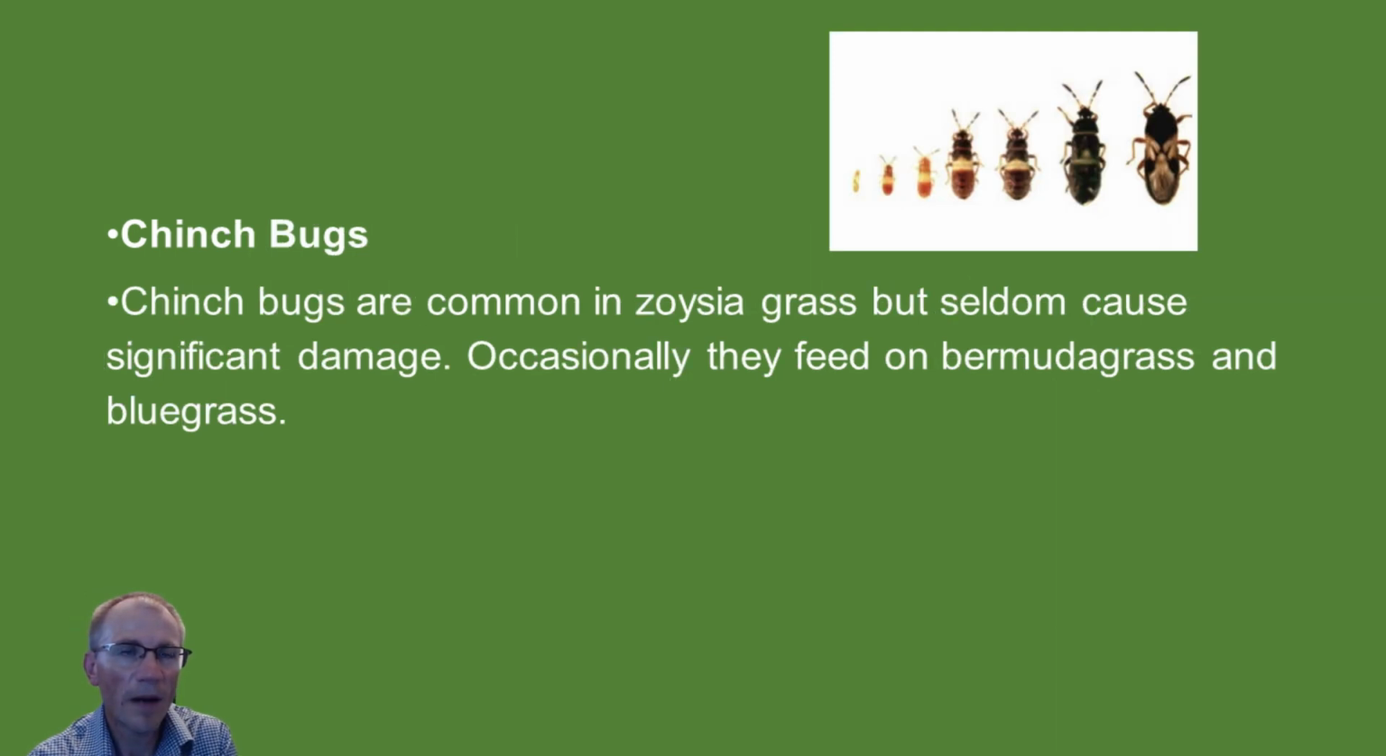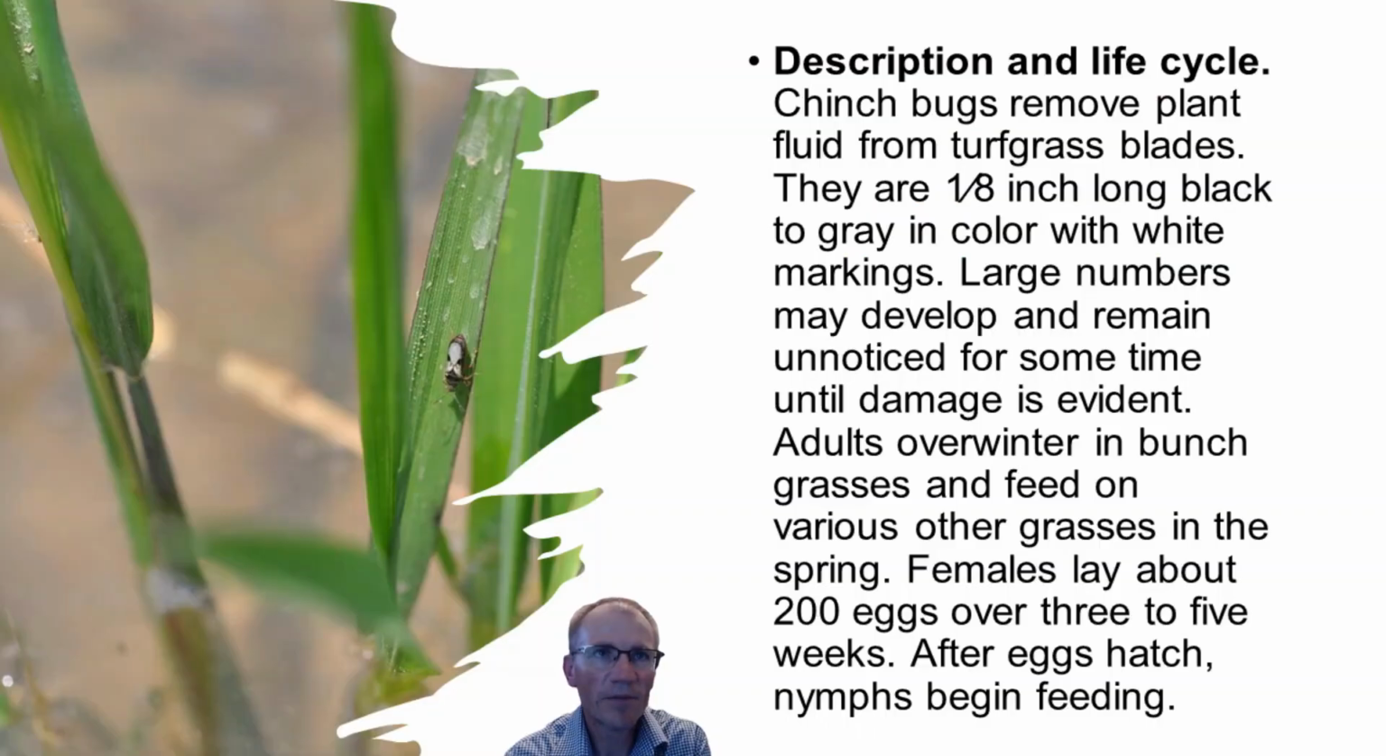Chinch bugs are common in zoysia grass but seldom cause significant damage. Occasionally they feed on Bermuda grass and bluegrass. Description and life cycle. Chinch bugs remove plant fluid from turf grass blades. They are about 1/8 inch long, black to gray in color with white markings. Large numbers may develop and remain unnoticed for some time until damage is evident.